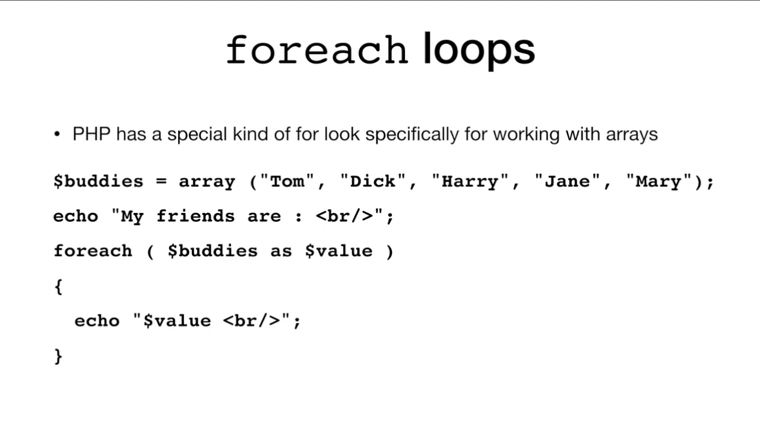Here we have the same array again: Tom, Dick, Harry, Jane, and Mary. And again we're saying my friends are. But look here at the syntax of this. We're saying foreach buddies as value, echo value. You'll notice there's no need to set up the 0, no need to set up the number of items in the array, and no need to go up one by one. We're basically saying for everything in this array, do this. It takes out the value one by one and displays it.